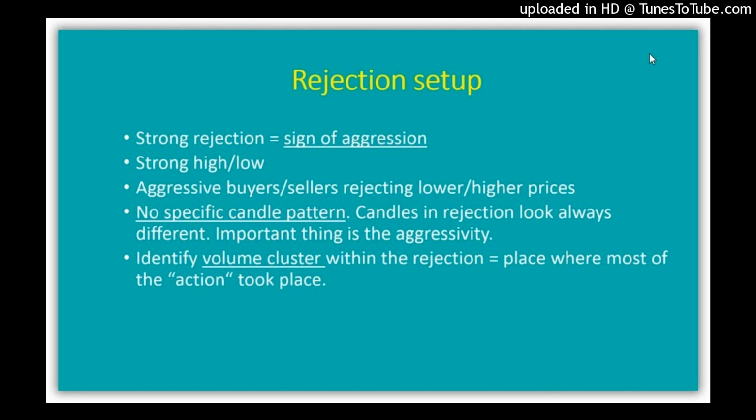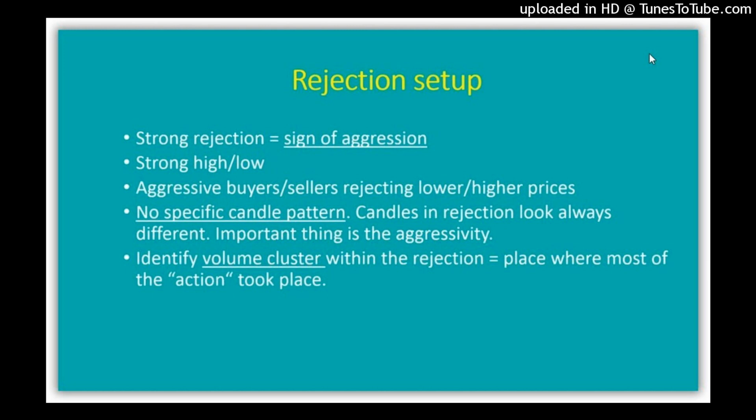Counter trend would mean that there was a downtrend, then an aggressive rejection of lower prices. Then you would wait for the pullback to the significant volume cluster, and you would go long from there. So you would go counter the trend. Alright, so this is the counter trend situation.